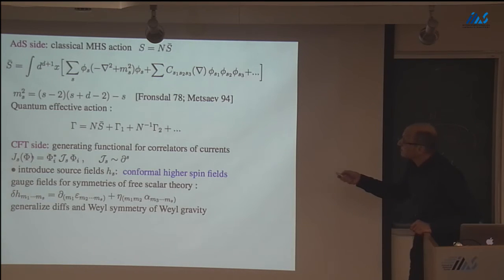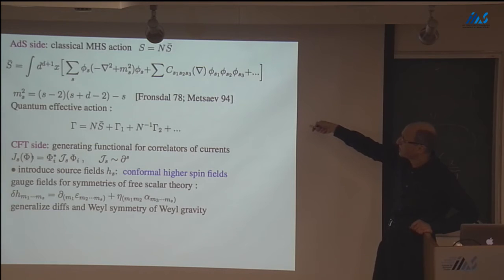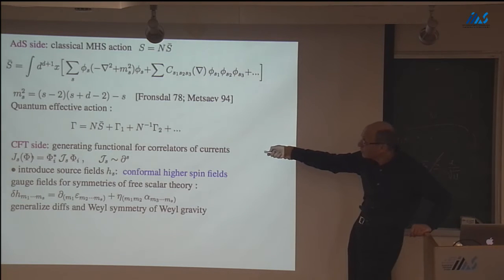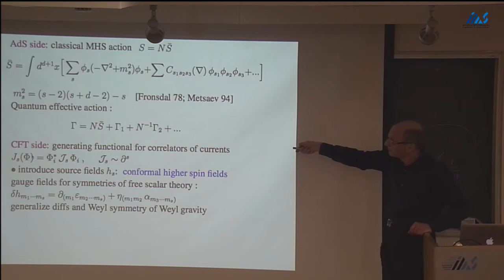But one thing is clear. Suppose we manage to get some action for Fronsdal fields from Vasiliev theory. So we get an action like something like that. There will be N in front of the action because 1 over square root of N is the effective coupling on the AdS side. There will be kinetic terms which correspond to massless higher spins in AdS. There will be cubic interactions, quartic, etc. And then the quantum effective action. So that's a classical action. The quantum action will contain a one-loop correction which will have no N in it, a 1 over N two-loop correction, etc.